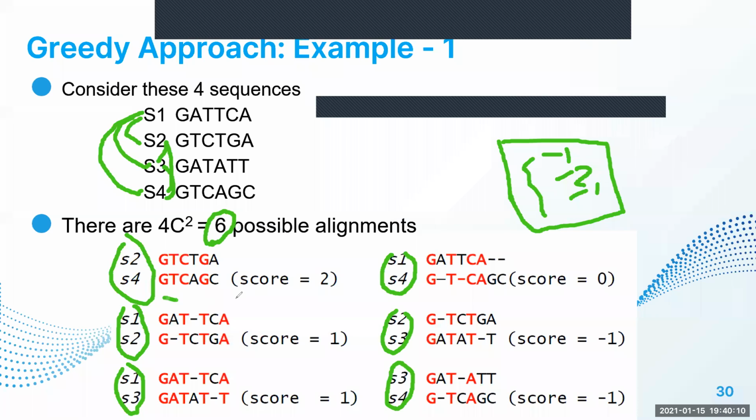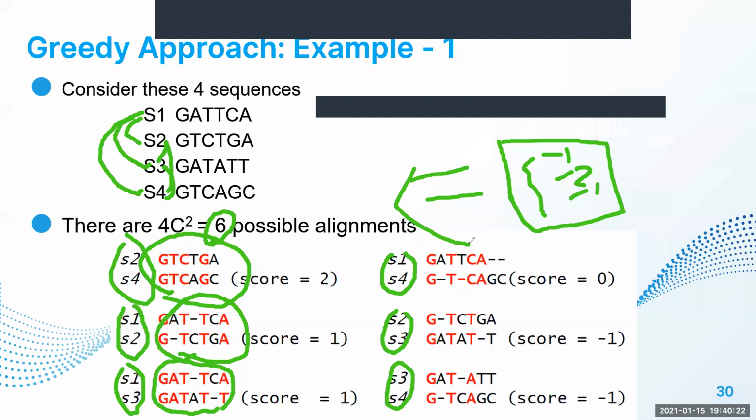Then you try to get the optimal value for each alignment, based on your defined set of values. So this one is S2 and S4, then S1 S2, S1 S3, different sequences are aligned, and you check which is the most similar one. How are you going to find the most similar one? You find it based on your score.